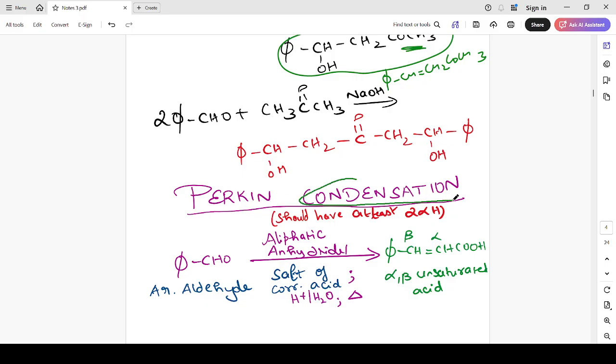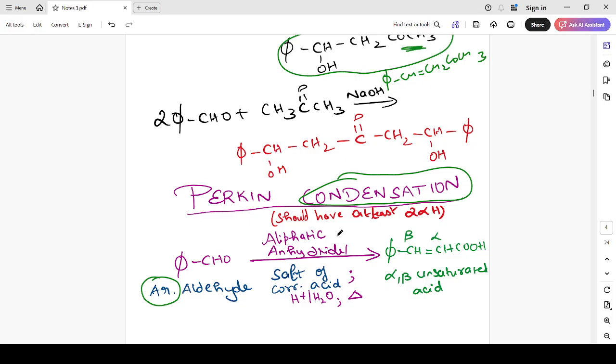The word condensation definitely tells you that you're going to eliminate something so that you are creating a double bond there. The reaction is very characteristic of aromatic aldehyde. In the case of aldol, it was not specific with respect to aromatic nature. You could use aliphatic as well. But Perkin is a characteristic of aromatic aldehyde.